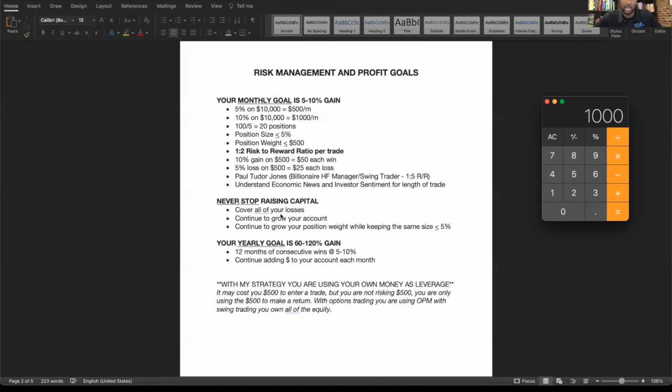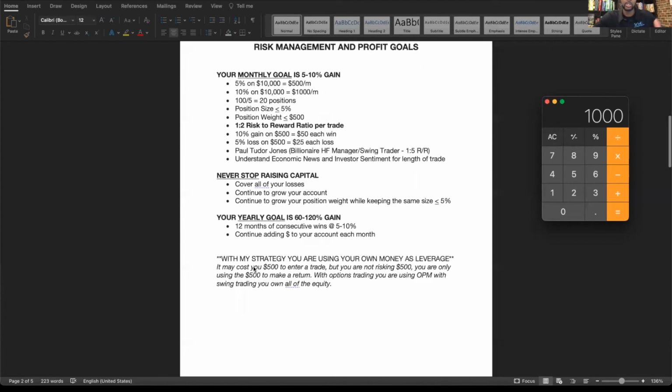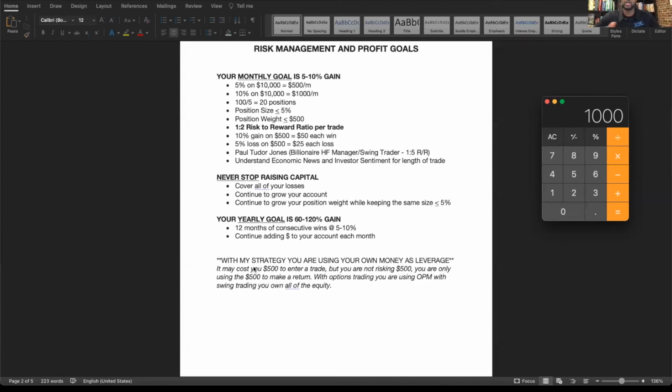We have to continue to grow your account, all right? Continue to grow your position weight while keeping the same size. All right, so your yearly goal is a 60 to 120% gain.